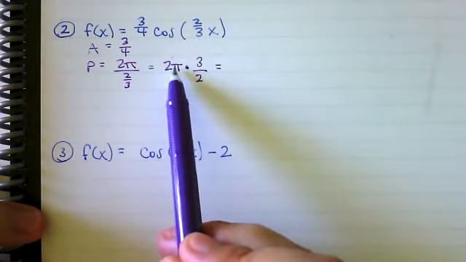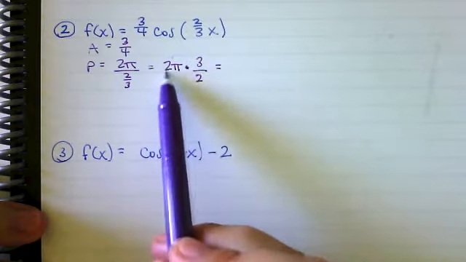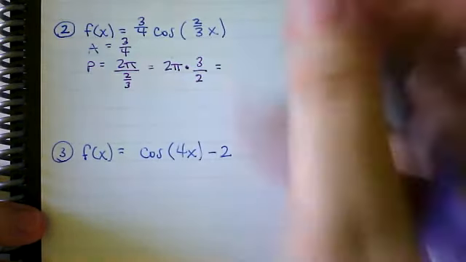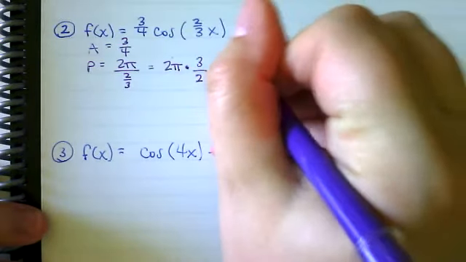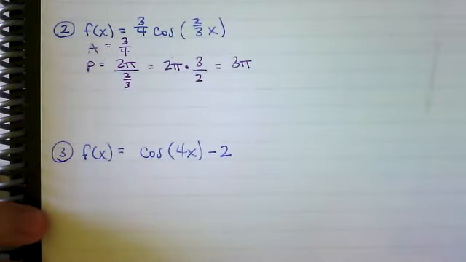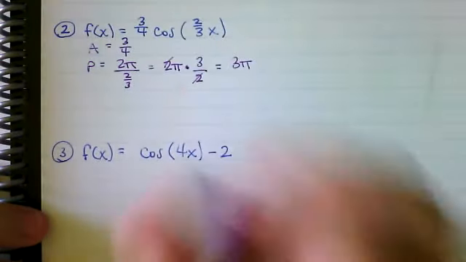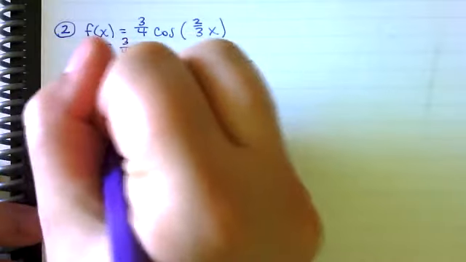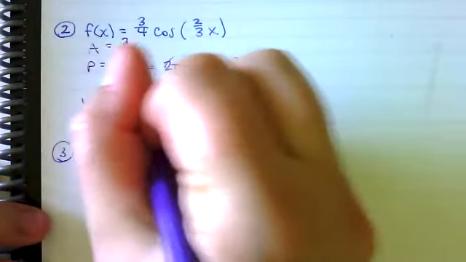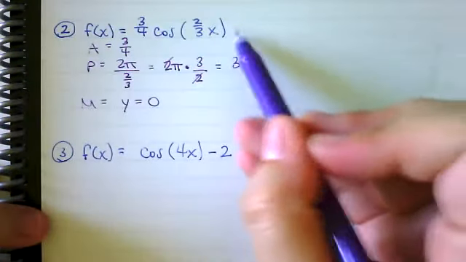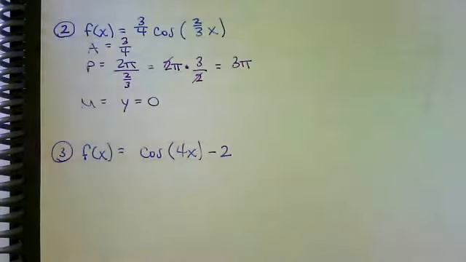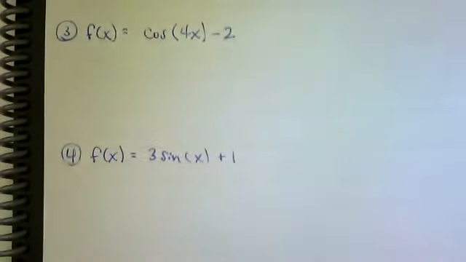So 2 times 3, and the pi just kind of hangs out. It's like a variable. It's just there. So 2 times 3 gives us 6. 6 divided by 2 is 3. So we have 3 pi is our period here. Or you can say, oh, the 2's there. Those cancel out, so I'm left with 3 pi. So that's our period. And then for the midline, it's going to be y equals 0 because there's no C value over here.